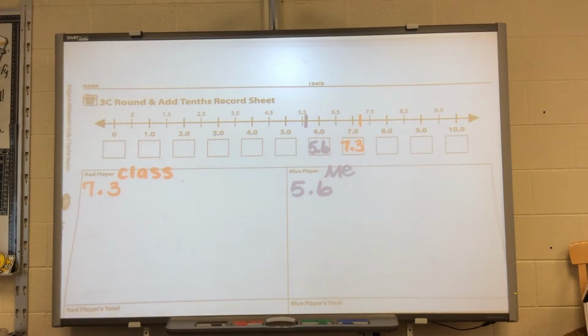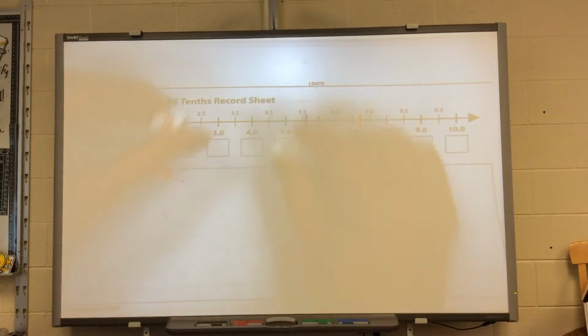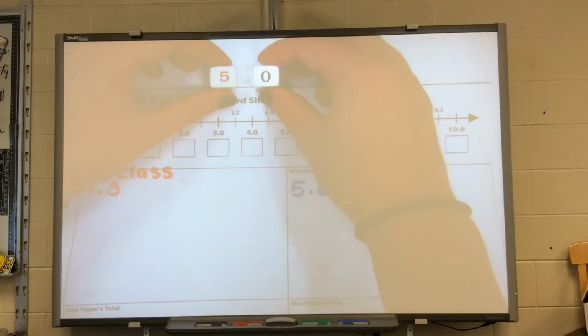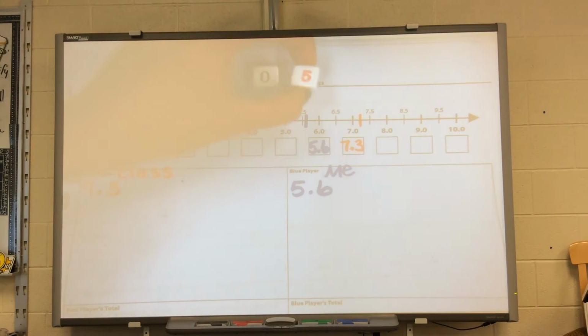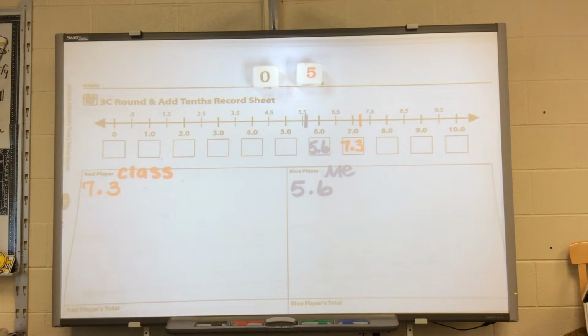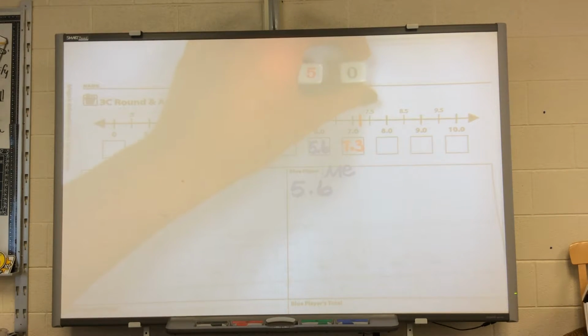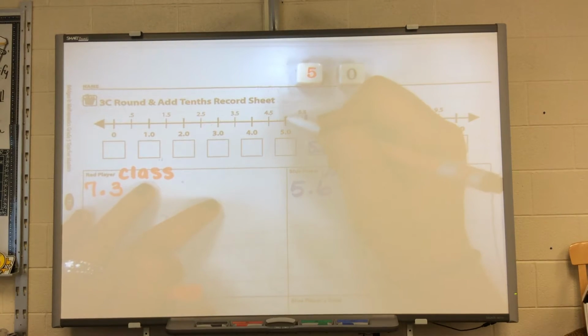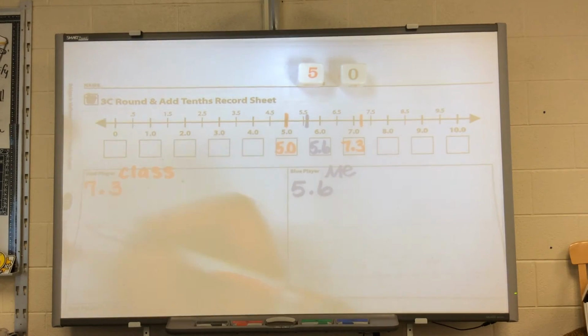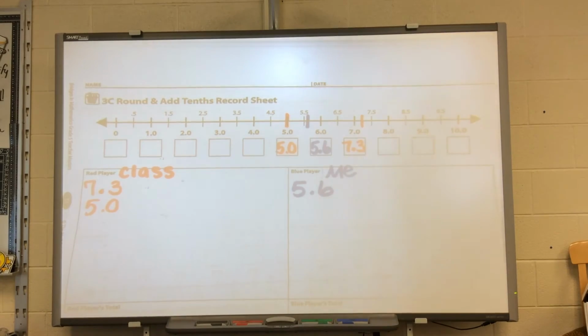Okay, Chris, go ahead and roll. Chris has a 0 and a 5. Which way, Chris, do we want to put it? Do you want it to be 5, or do you want it to be 5 tenths? 5. 5? Okay, and 5 is open. Chris is red, so we're going to find out that it goes about right here. And 5 rounds to 5. We're good.